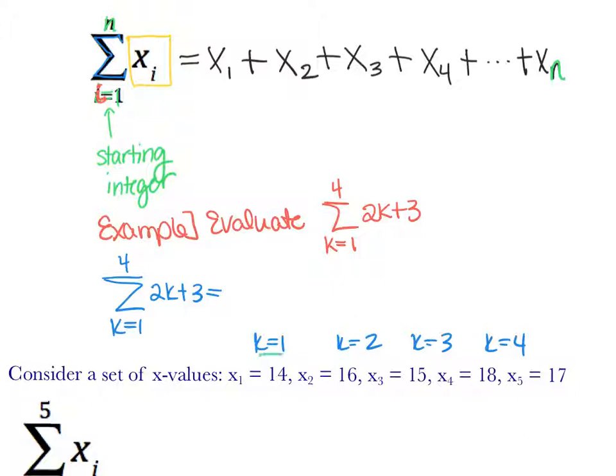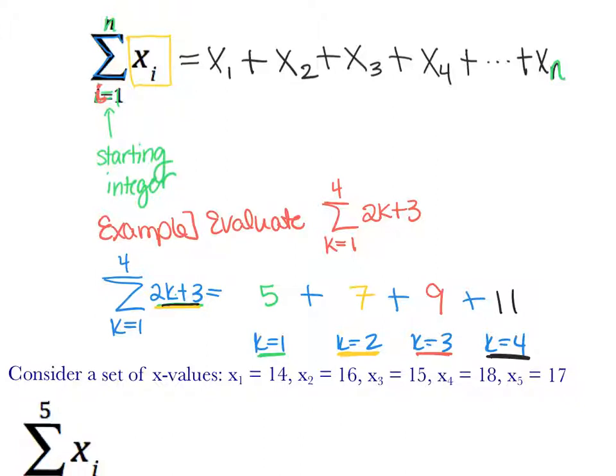So if I were to plug in k equals 1 to this expression right here, I'd have 2 times 1 plus 3. That's going to give me a 5. Next, I'm going to plug in k equals 2 to the expression. So if I plug in 2, I get 2 times 2, which is 4, plus a 3. So that gives me a 7. Next, I plug in k equals 3. So 2 times 3 is 6, and 6 plus 3 is 9. And last, let's go ahead and plug in the 4 over here. So 2 times 4 is going to be 8, plus 3 is 11.